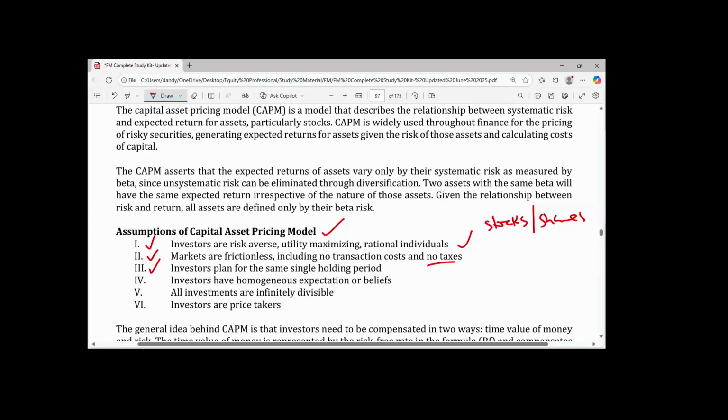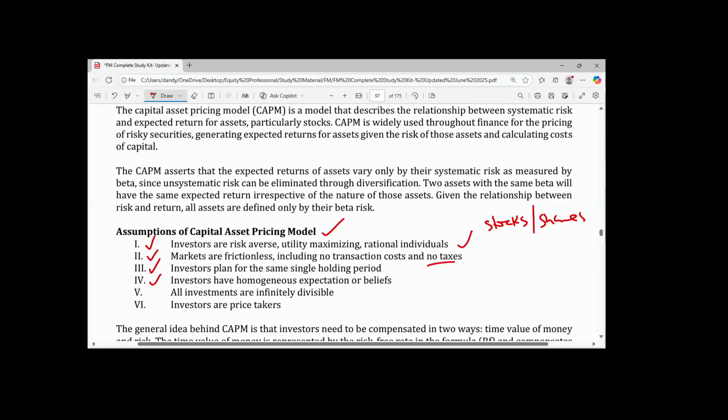Then number 4 is saying that investors have homogeneous expectations or beliefs in terms of return, okay? So in this case, again, you cannot say all investors are the same, as you have in this class, we have Ruth, we have Moses, we have Kemi, all of you in this class.